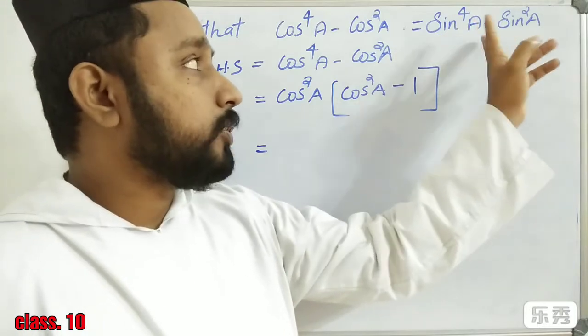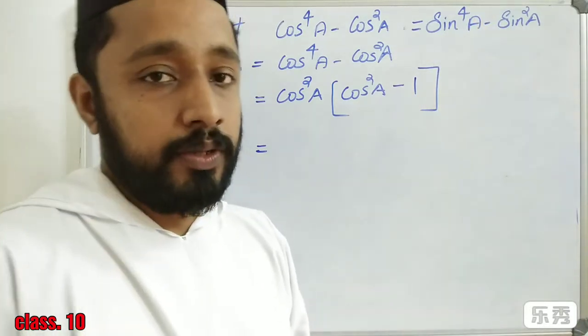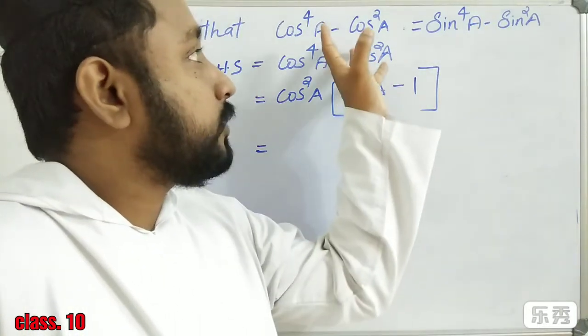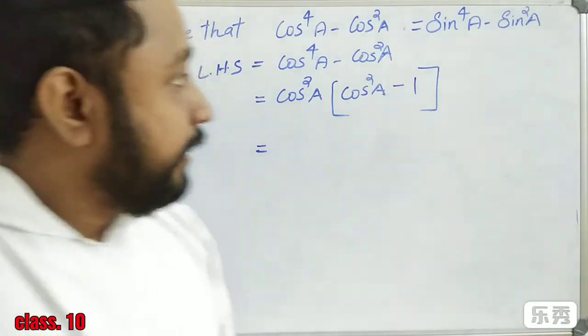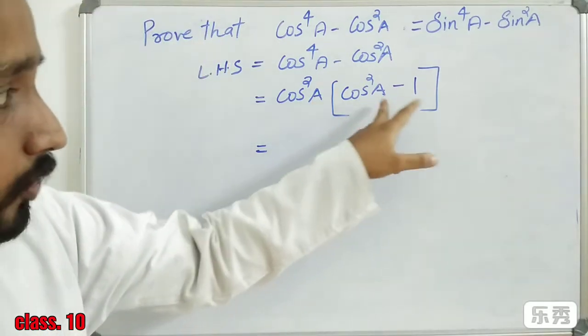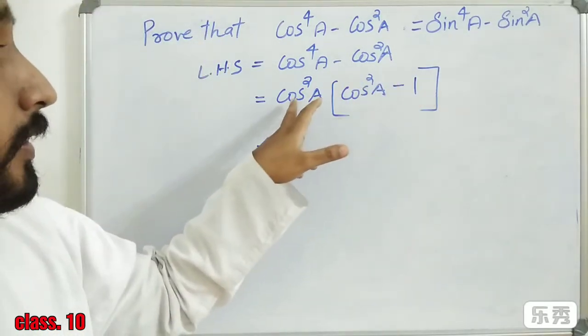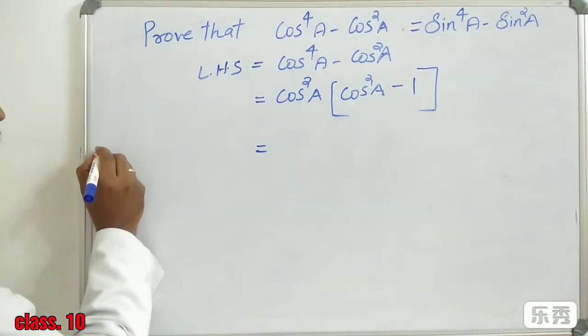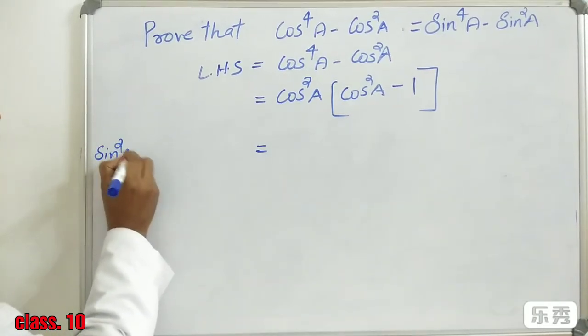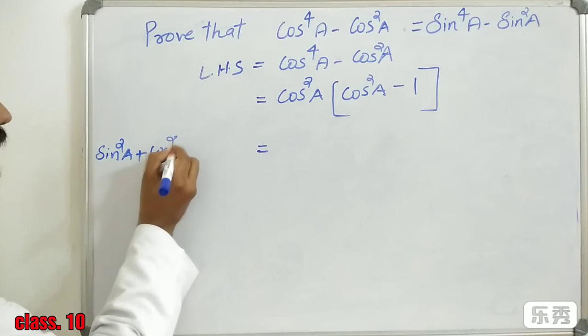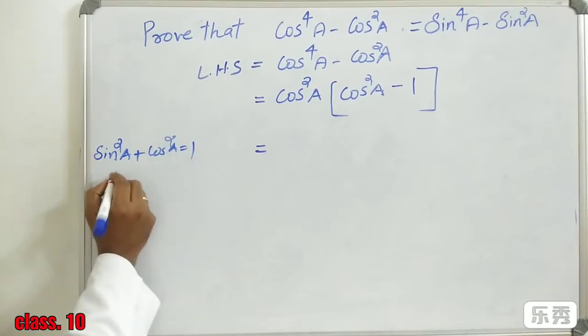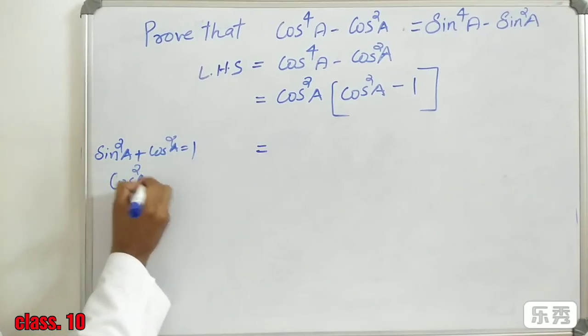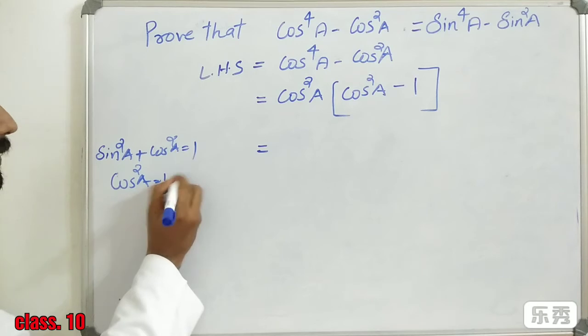Look at the RHS: sin raised to 4a minus sin square a. So we have to change this cos into sin. Here cos square a, here cos square a, we can change this cos square a into sin square a. We have the identity sin square a plus cos square a is equal to 1, or cos square a is equal to 1 minus sin square a.